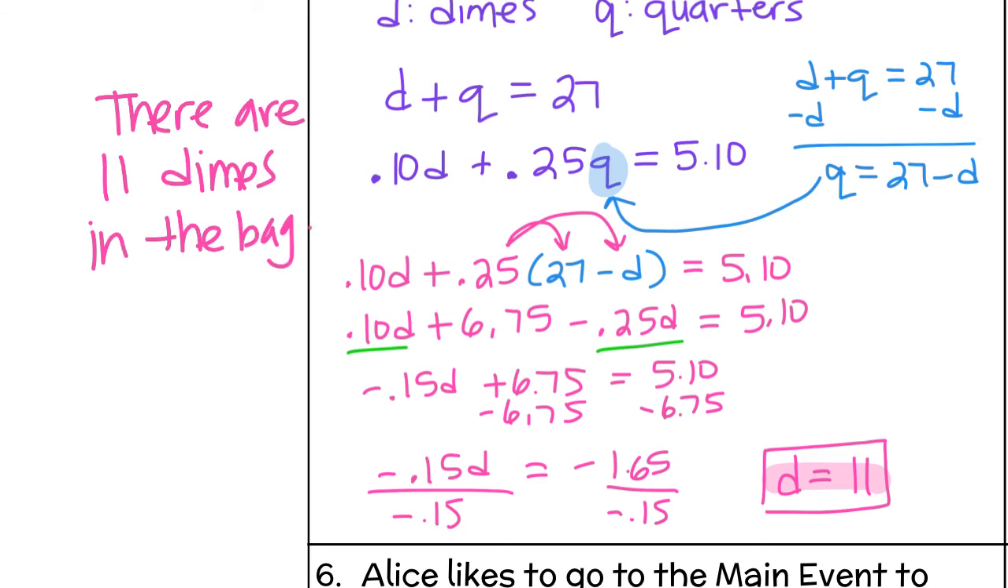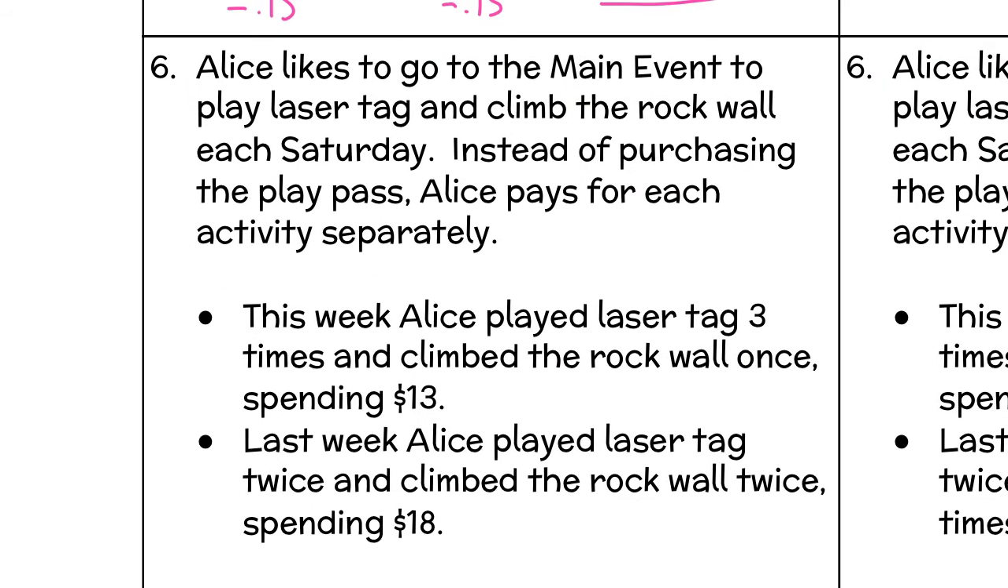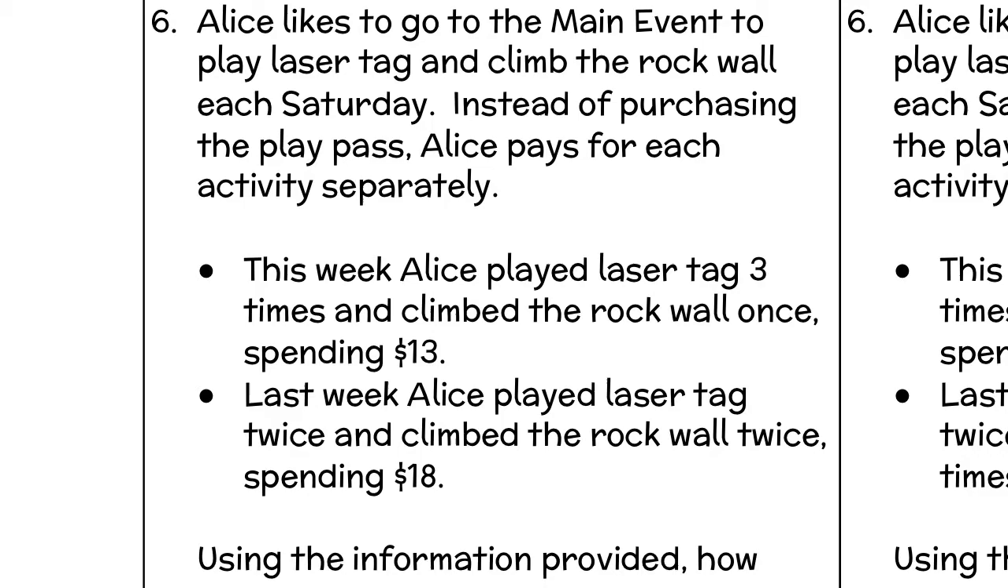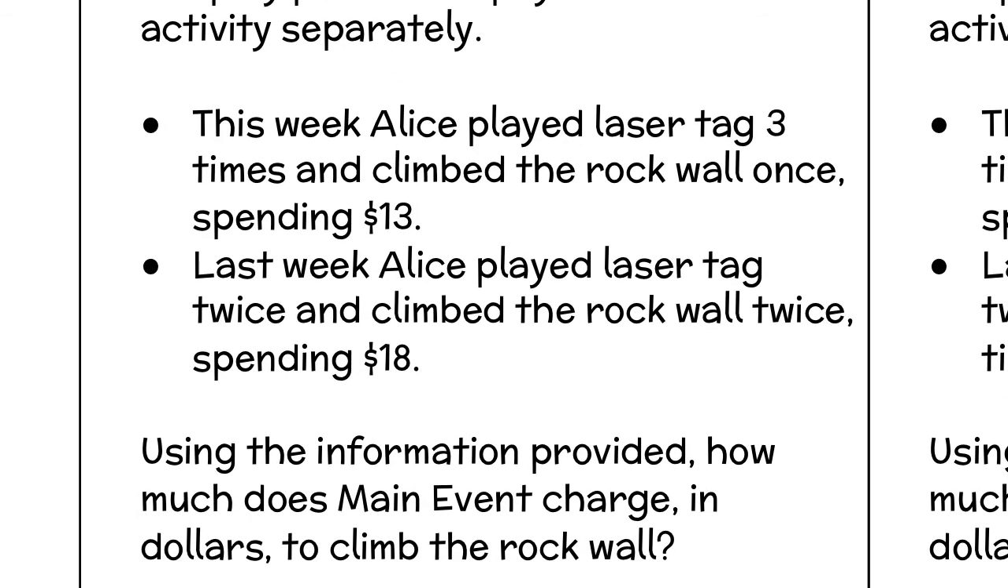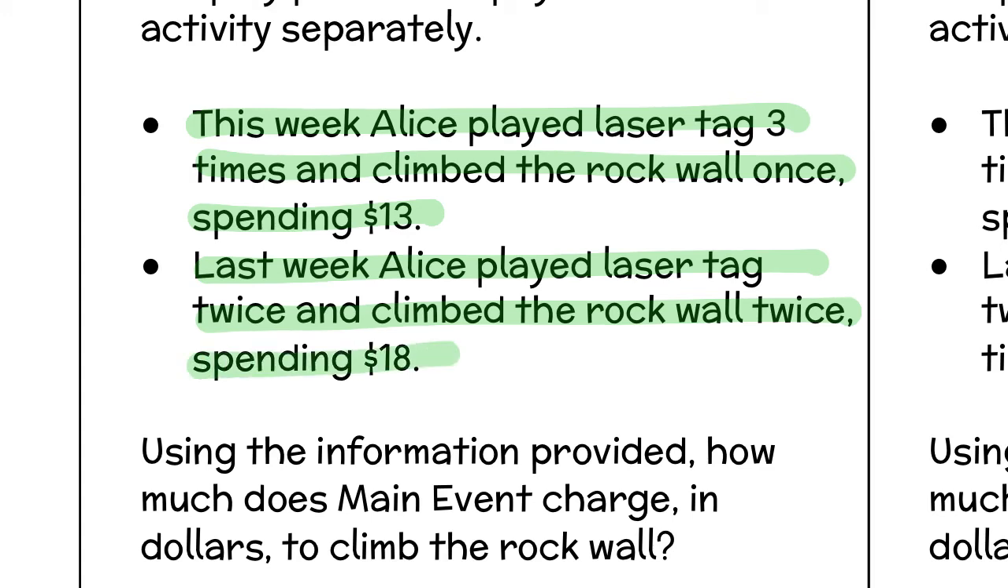Okay, now let's look at our next one. It says, Alice likes to go to Main Event to play laser tag and climb the rock wall each Saturday. Instead of purchasing the play pass, Alice pays for each activity separately. This week, Alice played laser tag 3 times and climbed the rock wall once, spending $13. So that's important. Then the next bullet says, last week Alice played laser tag twice and climbed the rock wall twice, spending $18. Using the information provided, how much does Main Event charge in dollars to climb the rock wall?